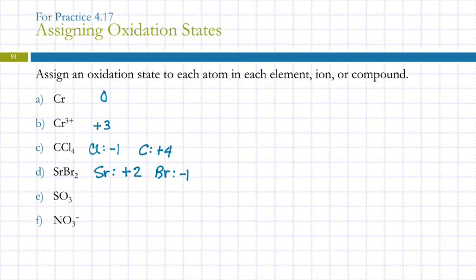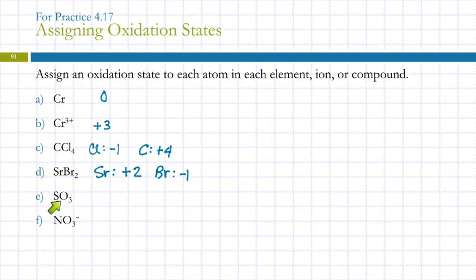Here we've got sulfur trioxide. For D, you said the charge and the oxidation state are the same, but together they're balanced. Right. So the charges in an ionic compound add up to 0, and the oxidation states in any compound have to add up to 0. So I've got 2 bromines, they're each -1 and a +2.